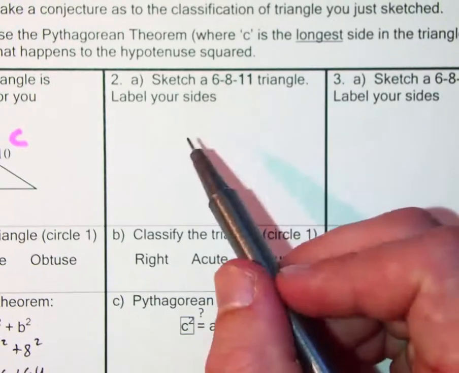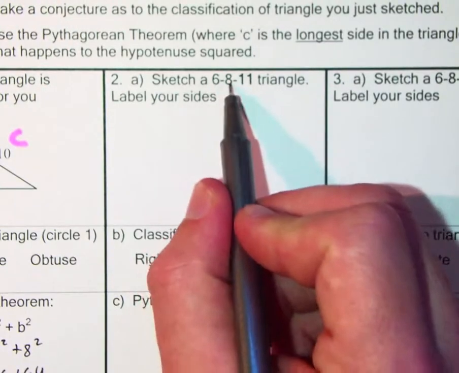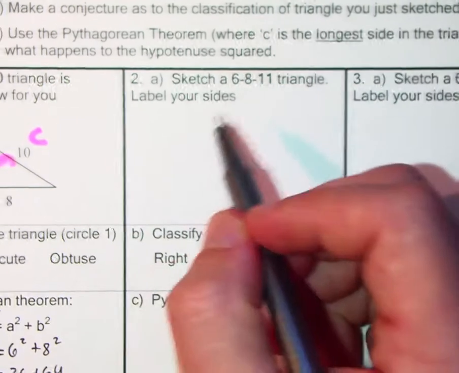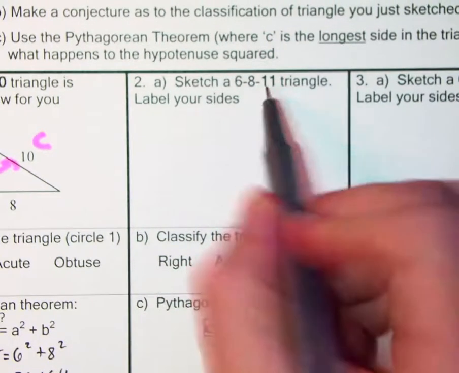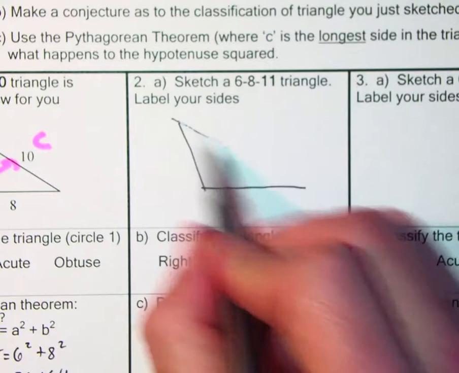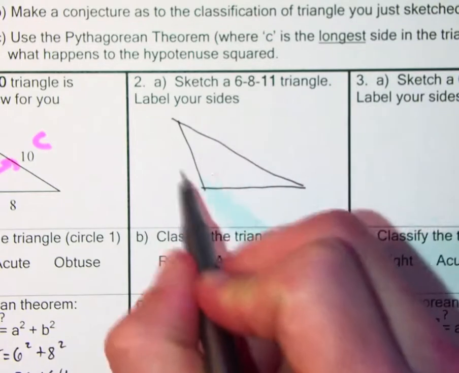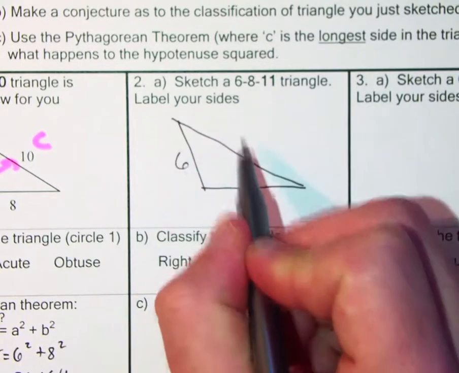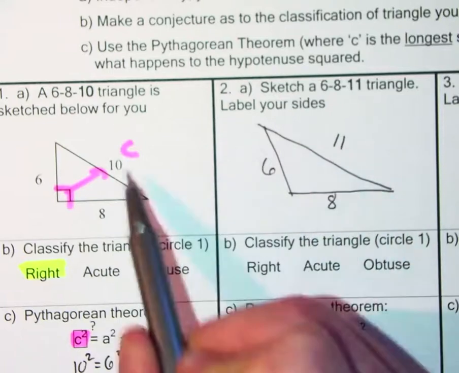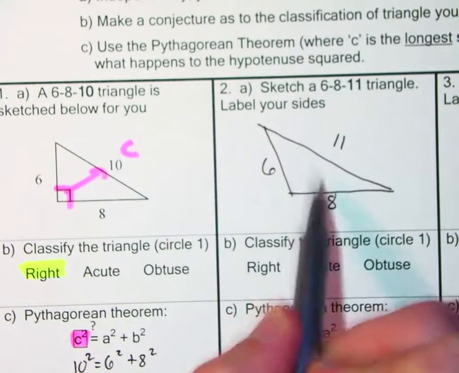I want to sketch a 6, 8, not 10 over here, but 6, 8, 11. So my longest side is actually a little bit bigger, so I think it's going to be a little more obtuse. 6, 8, and 11. You can see I made this longest side a little bit longer than it was before, and I needed more space. That's why it opened up.